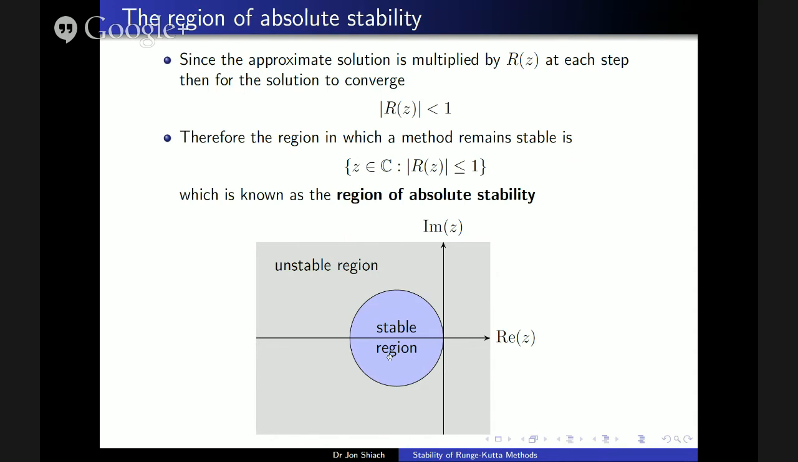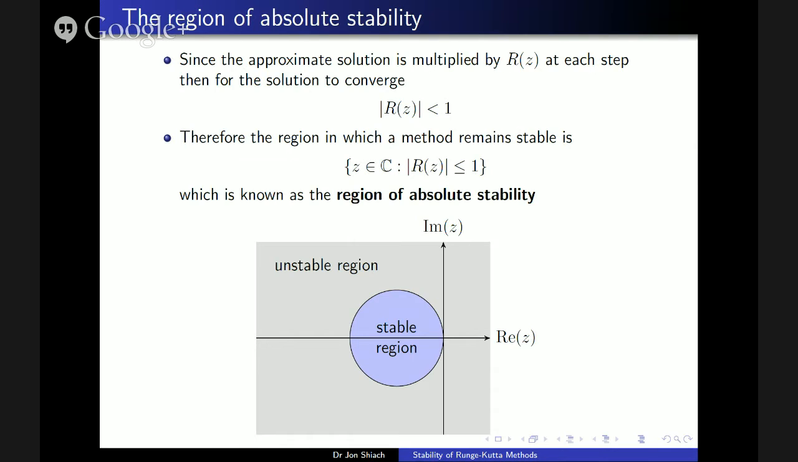So for example, here's just a sketch. I have a complex plane. I have my real number line on the horizontal axis, and I have my imaginary number line on the vertical axis. Remember, we're only bothered with the left-hand plane because that's the only side that our model solution converges for. And if your z is anywhere within this region, it's stable. You can say your method is stable.